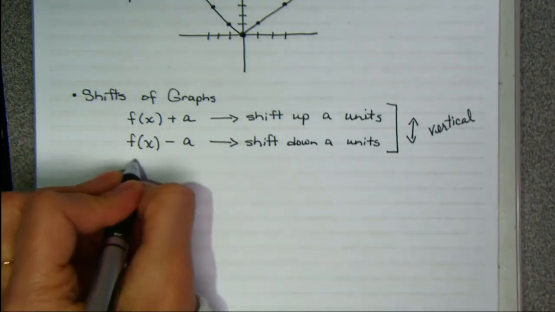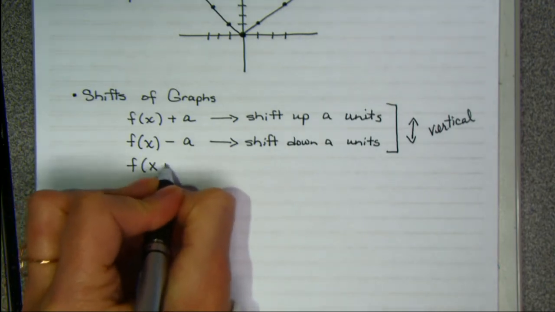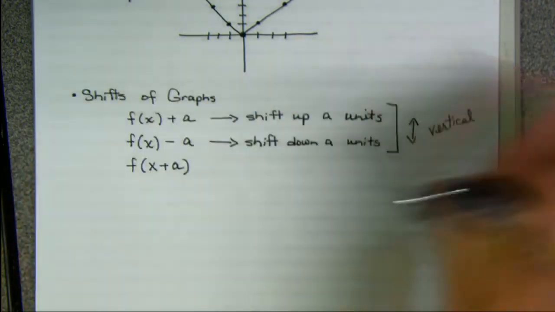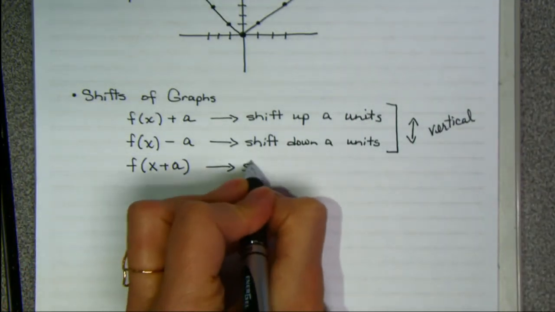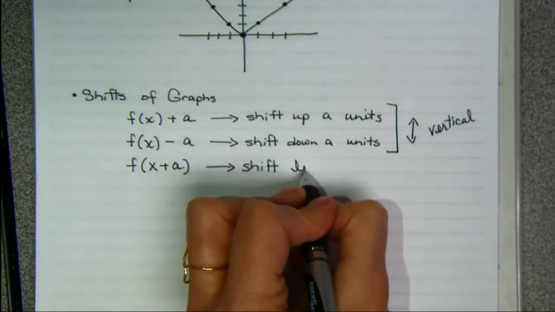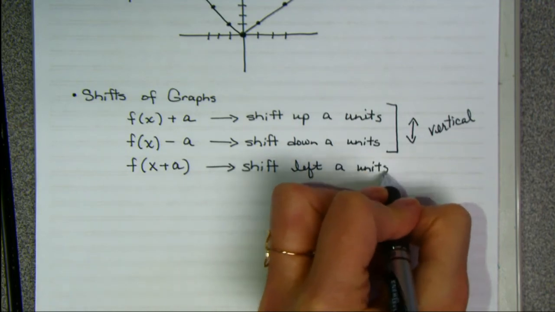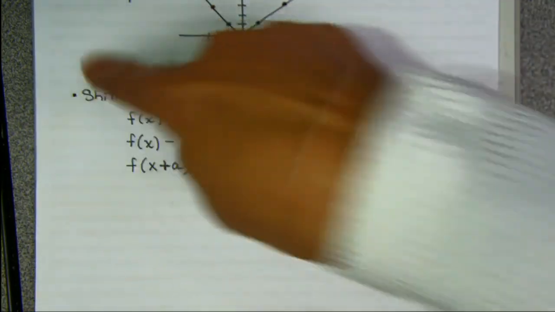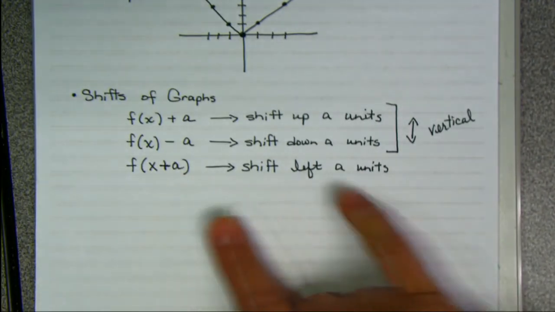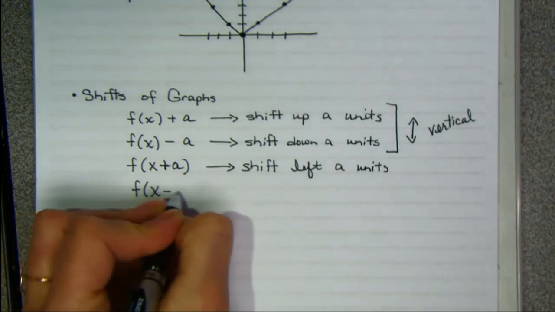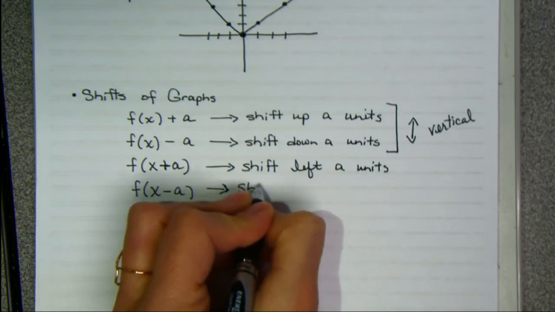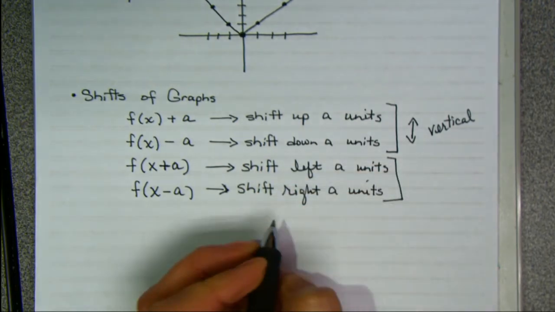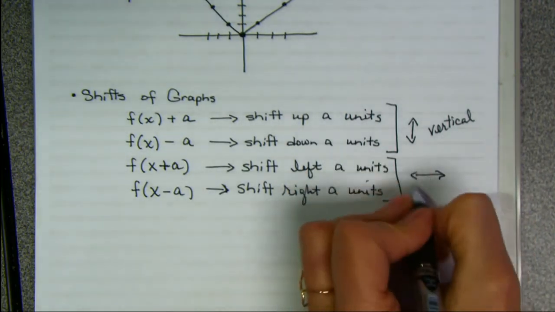The one where you have to pause a little is when the a is on the inside of the parentheses with the function. So notice this is a constant outside of it, and this is on the inside of it. Now we are going to have a shift, but it shifts left a units. That's where it's a little bit confusing, because when we think left, we think of going in the negative direction. And left is actually plus a, so you do the opposite of what you think. So x minus a means you would actually shift, what do you think? To the right a units. So it goes opposite of what you think it would. So this shift is a horizontal shift, either left or right.